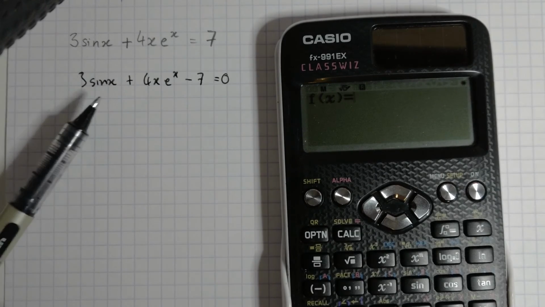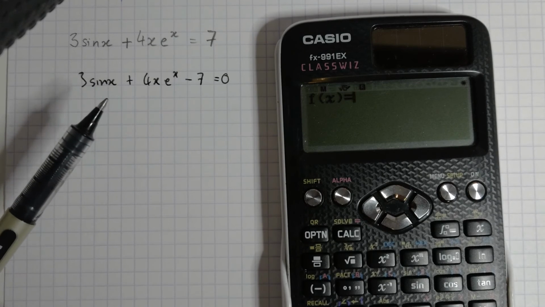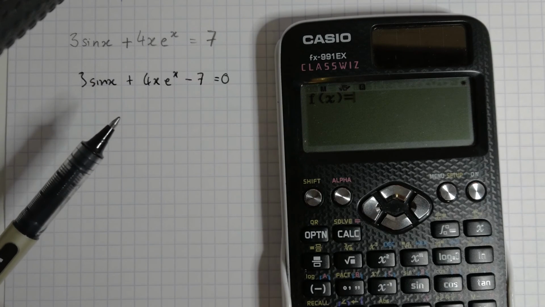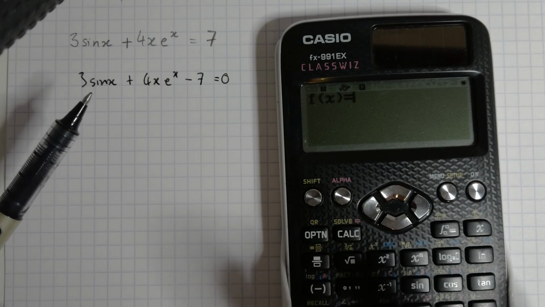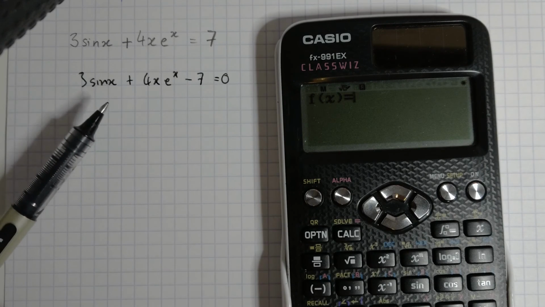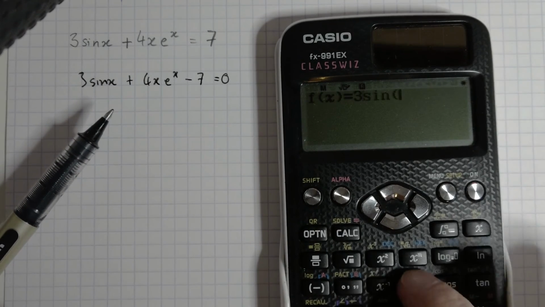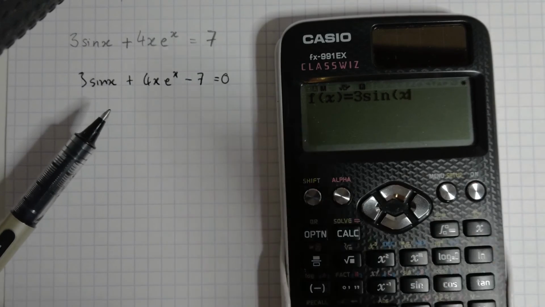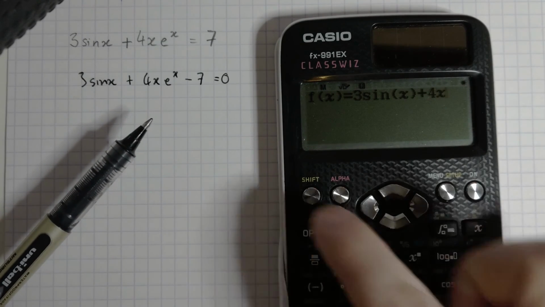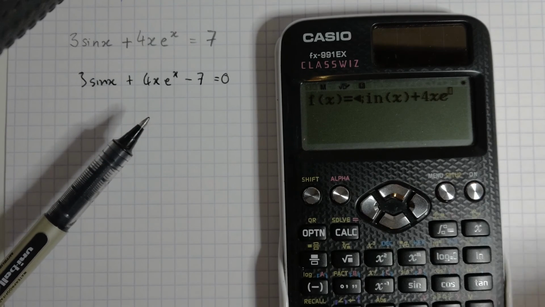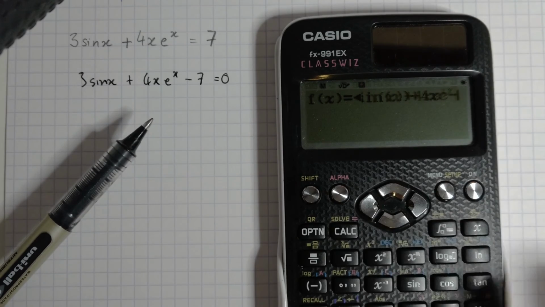So I'm going to type in 3 sine x plus 4x, and so on. You need to be in radians, by the way. For this whole topic, later on we're going to differentiate some of the trig things, so you need to be in radians throughout, unless the question specifies otherwise. So I'm in radian mode at the moment. So 3 sine x, close bracket, plus 4x e to the x. e to the x is above the natural log button. E to the x, and then take away 7.